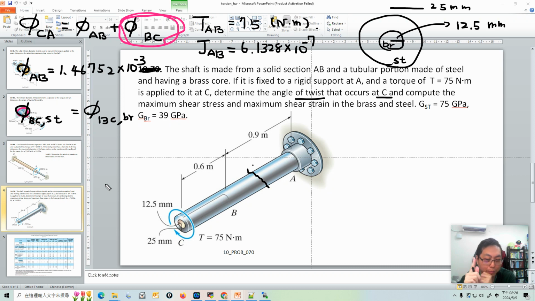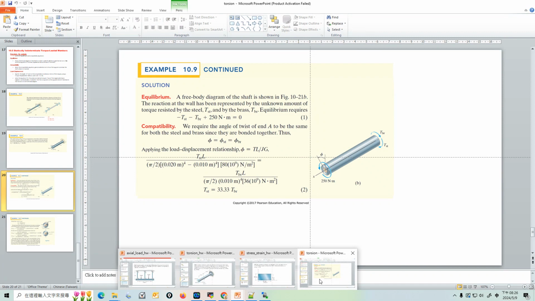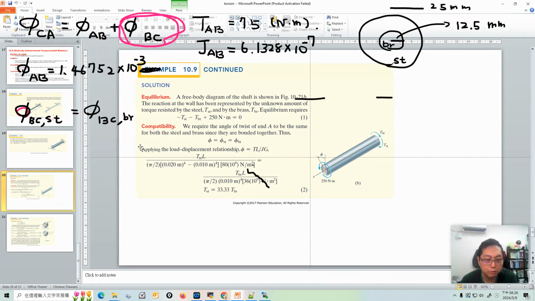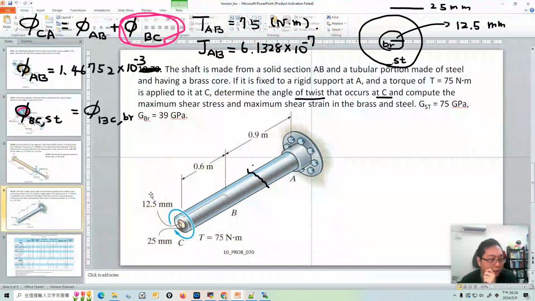Just think about it yourself. I mentioned this problem before, and this problem is very similar to that example. The core and shell are bound together, so they share the same angle of twist. Back to this problem: how to calculate phi BC steel and phi BC brass? You need to use the statically indeterminate technique to find this value.